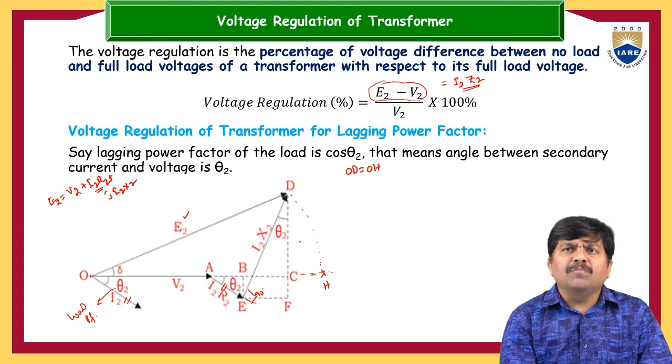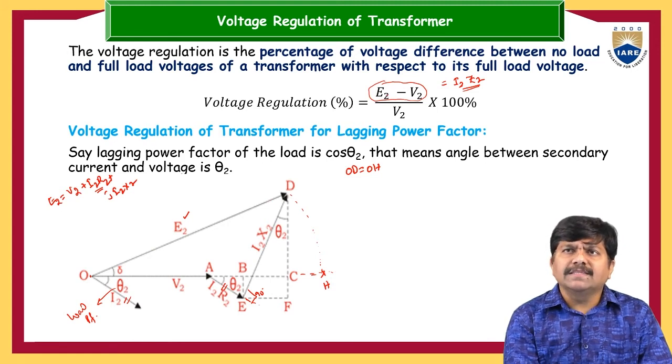Why am I revolving this OD vector onto the reference axis? Now the voltage regulation is nothing but the difference between E2 and V2. E2 is inclined with respect to V2 by delta, and again these two are separated by I2R2. I2R2 is not in the direction of V2, and I2X2 is also not exactly perpendicular or in the direction. So this is complex by itself, and this vector is also complex by itself. So getting the vector difference between E2 and V2 is a laborious process.